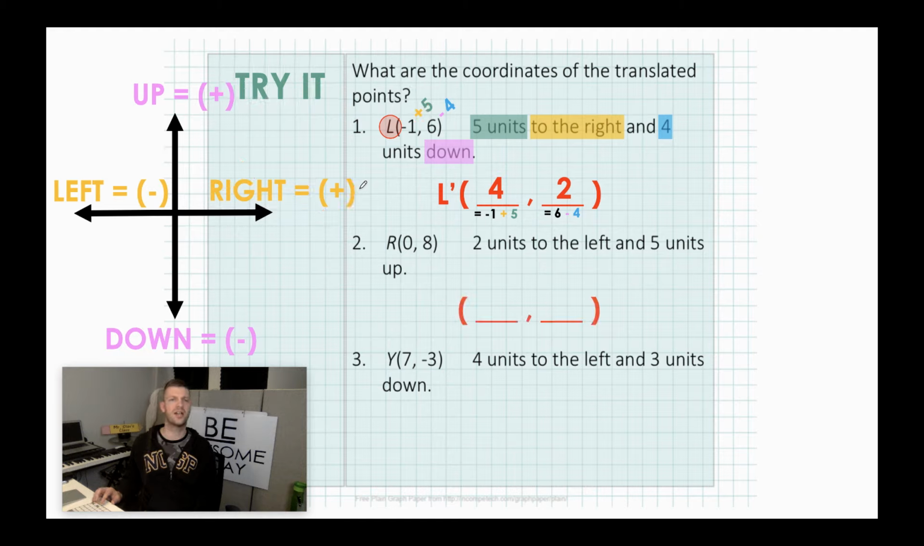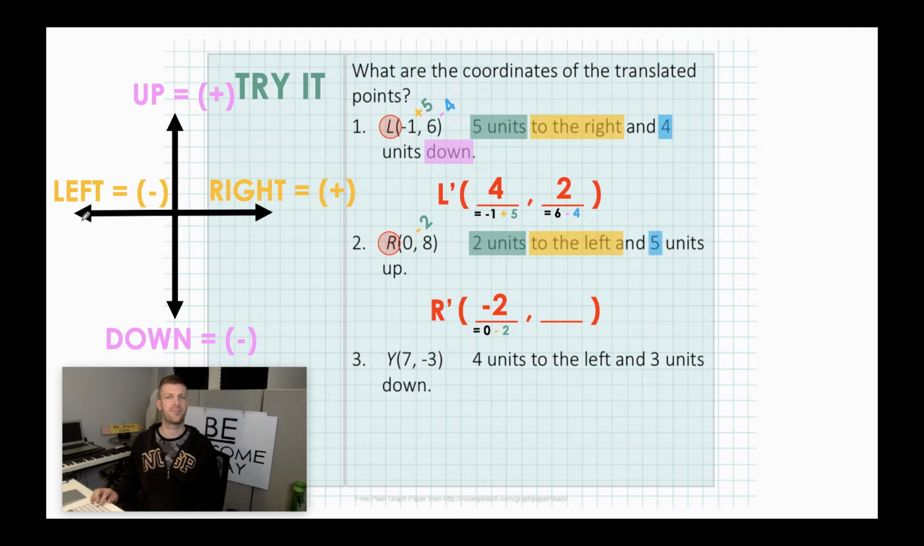Okay, let's try R here. We're going to the new point. So how do we label that? Tell me in the chat. R prime. Okay, we're going to the left this time. Going in the left direction is going in the negative direction. So we're going to subtract how many units to the left? We're going to subtract 2. So 0 take away 2 brings us to negative 2.